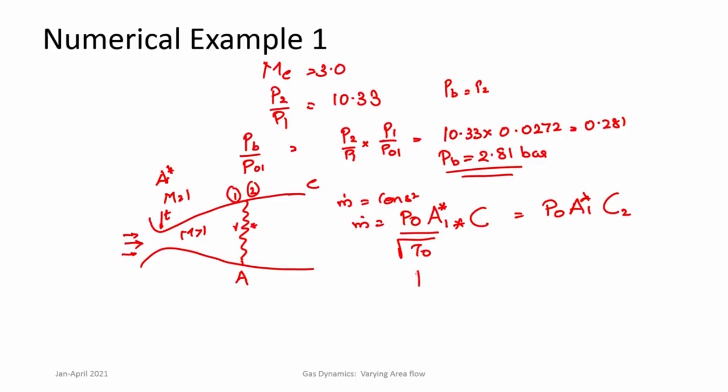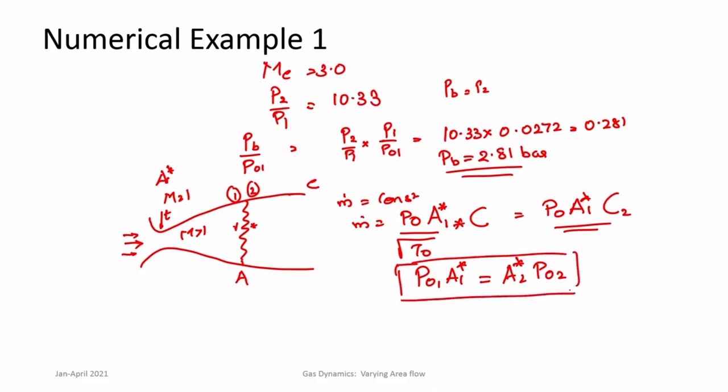Okay, so since mass flow rates are equal, you have P01 A1 star equal to, this is a general formula, it is not restricted to any case. The only requirement is that it should be a star area. So what is A2 star? It should be multiplied by P02. So P01 A1 star is equal to P02 A2 star. So this is the guiding principle which will allow us to solve such problems.